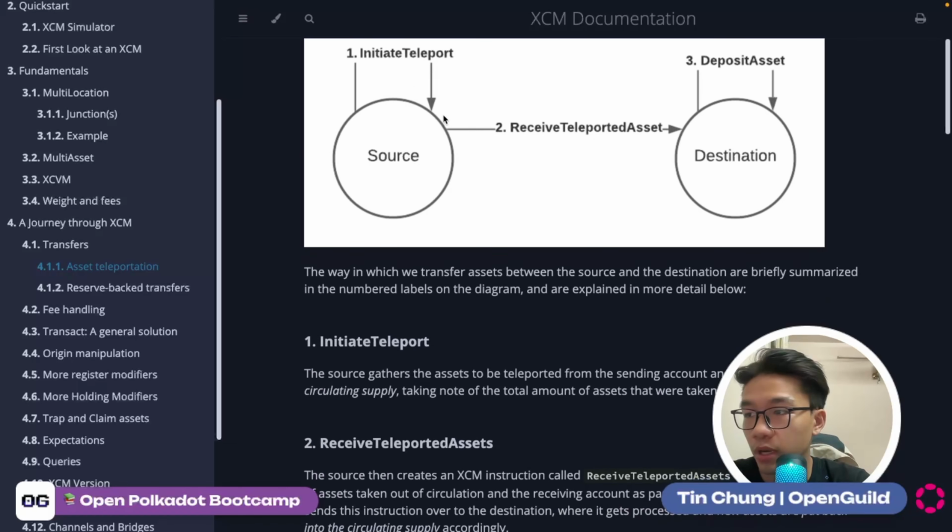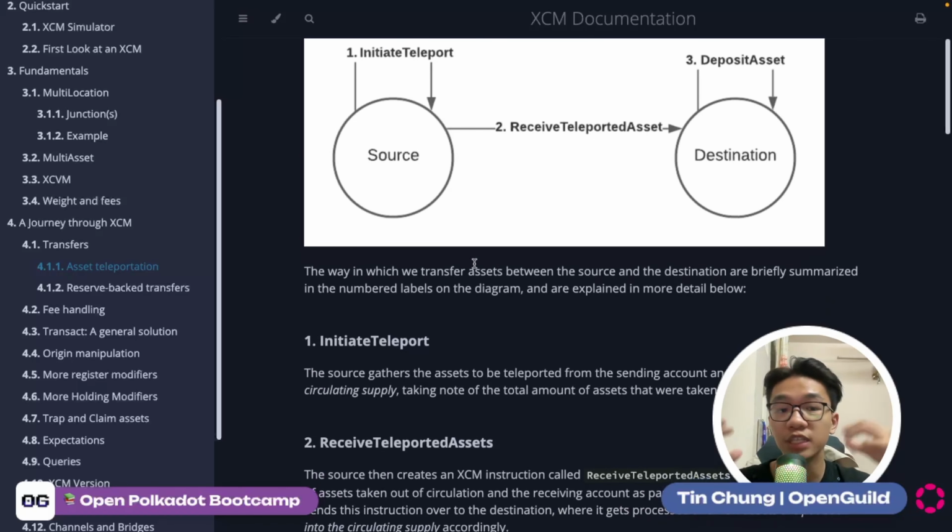Initiate teleport means you kickstart the teleport process, where you withdraw the token from one account, burn it, and then call another instruction like receive teleported asset to send that token from the source to the destination. It tells the destination that this token has already been burned, and then you ask the destination to deposit the new asset to their account. But actually the process under the hood is more complicated than that.